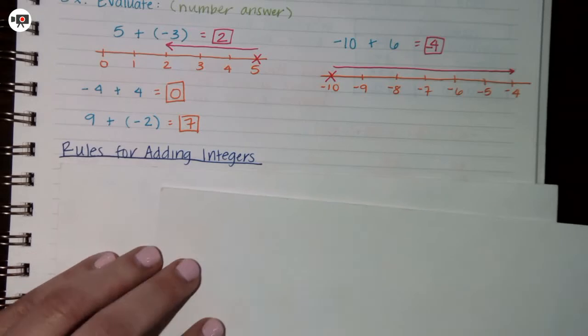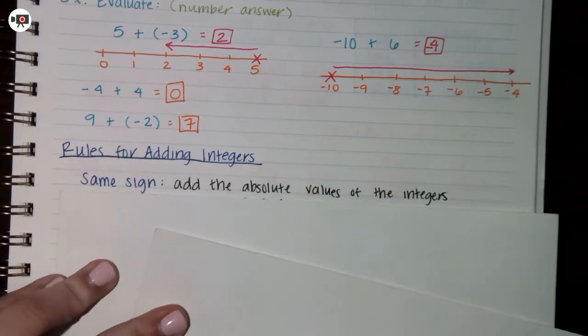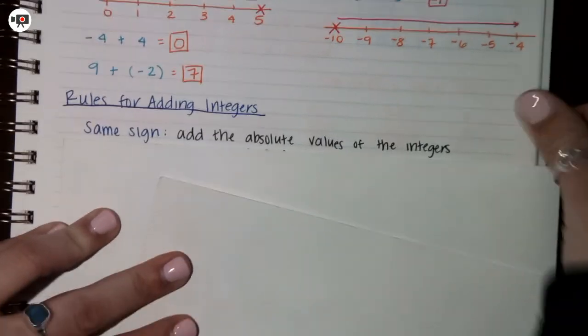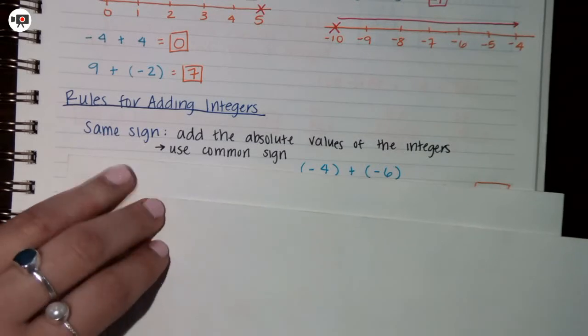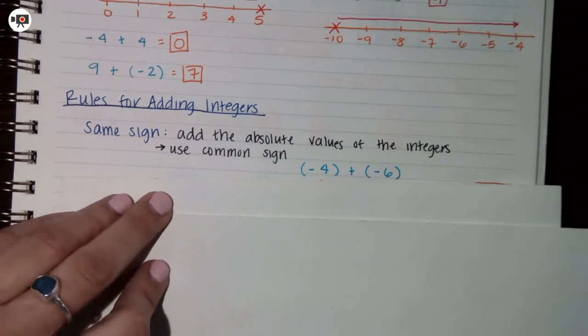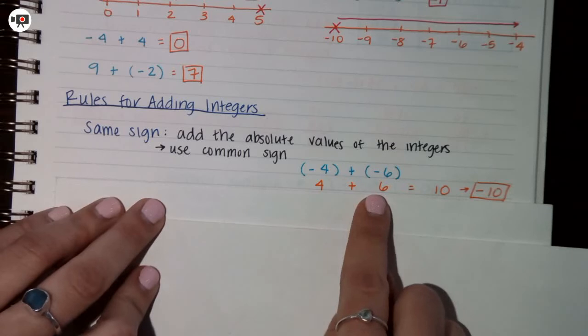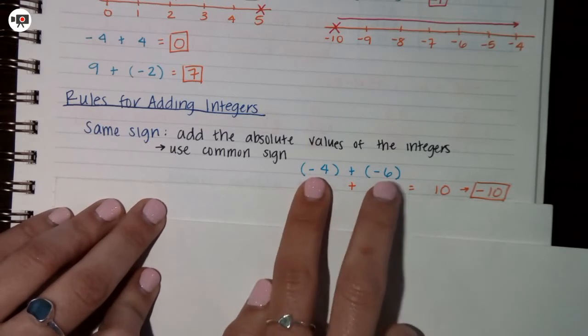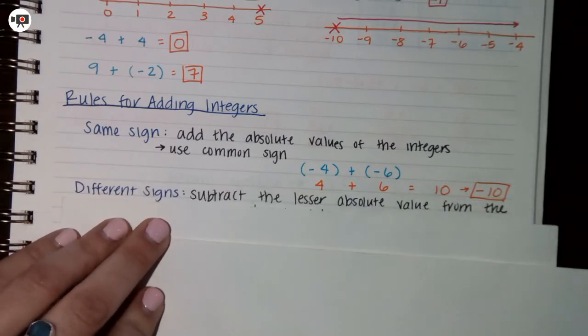We have a few rules for adding integers. If we have the same sign, we're going to add the absolute values of the integers and use the common sign in the answer. So negative 4 plus negative 6, I'm going to take the absolute value of each, add them together. The common sign is a negative, so my answer is negative 10.